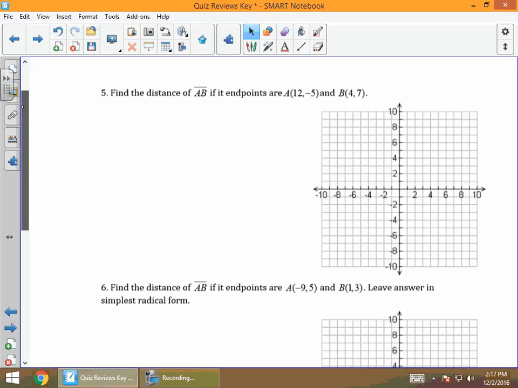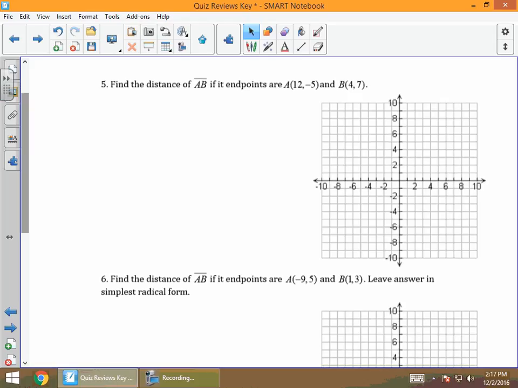Go ahead and turn this over to page 2. I need to find the distance of AB. I can plot the points or I can not plot the points. It really doesn't matter to me. This one is a little tricky because point A goes off the graph.